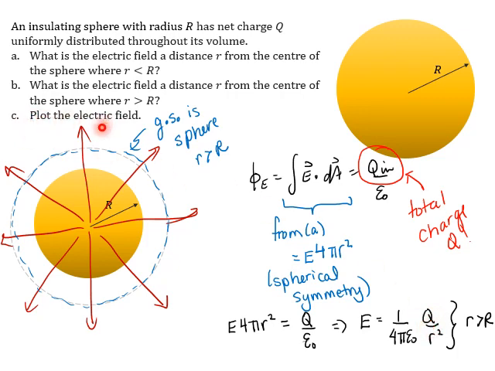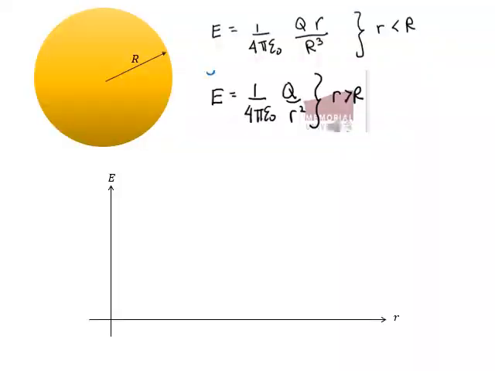All right, for part C, we'll just do a plot of the electric field. So for part C, we want to draw a graph of the electric field. As a reminder, our answer for part A is that the electric field was K times Q times position divided by the radius of the sphere cubed. For part B, the electric field was K times Q over position squared. For both of them, the direction is radially outwards.